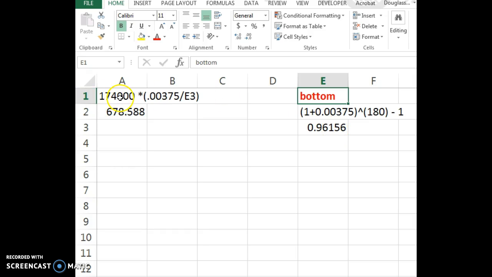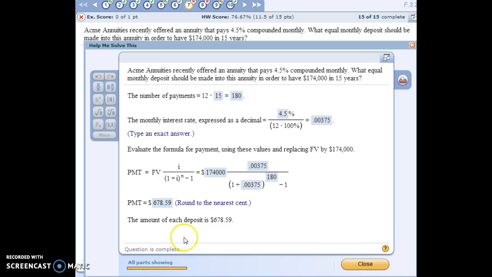And now my formula is much easier because I can just do that future value times the top and the bottom of that fraction. And I just reference the cell E3 where I calculated the bottom off to the side. And so there you get the value for the amount of each deposit.